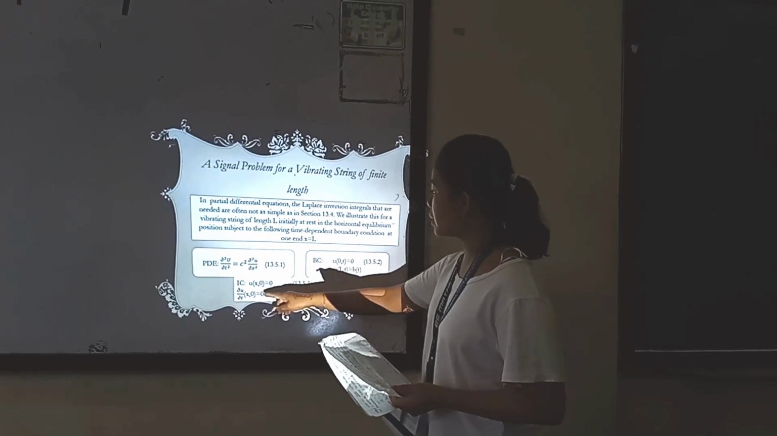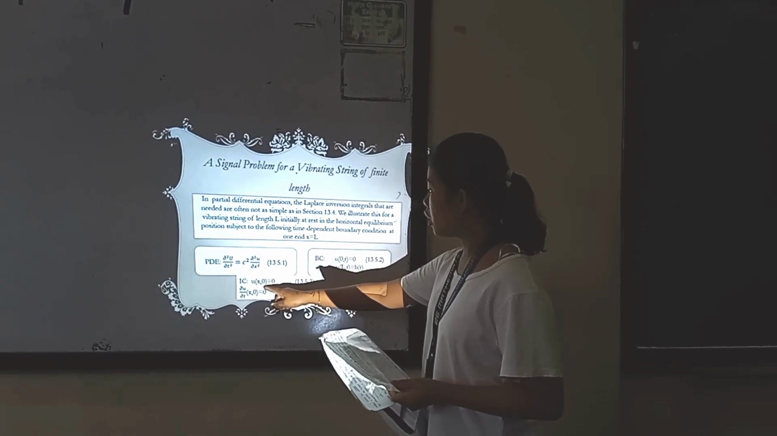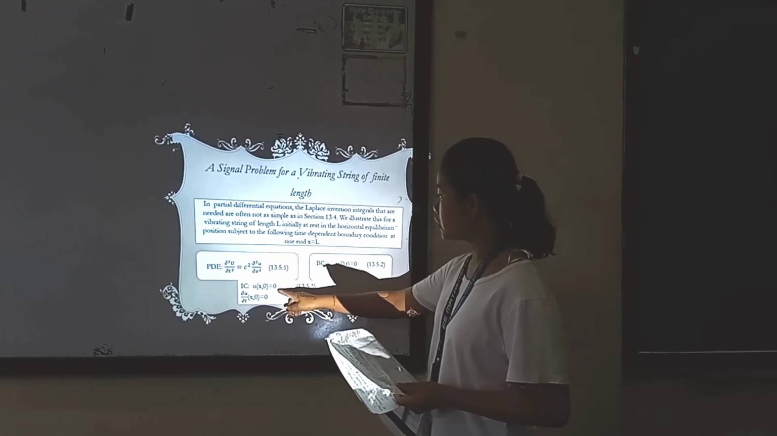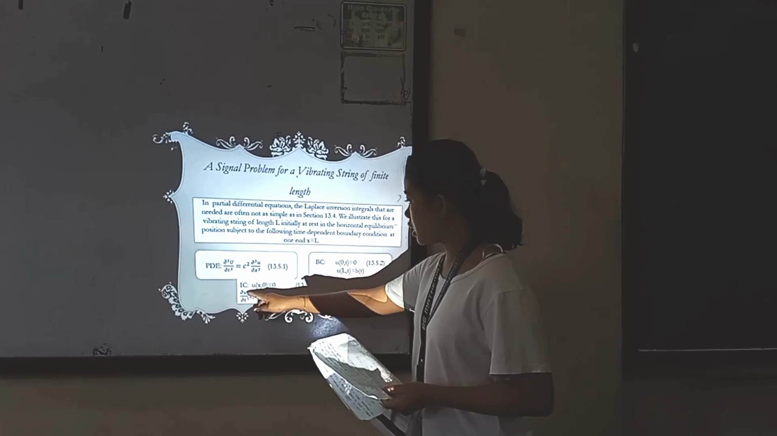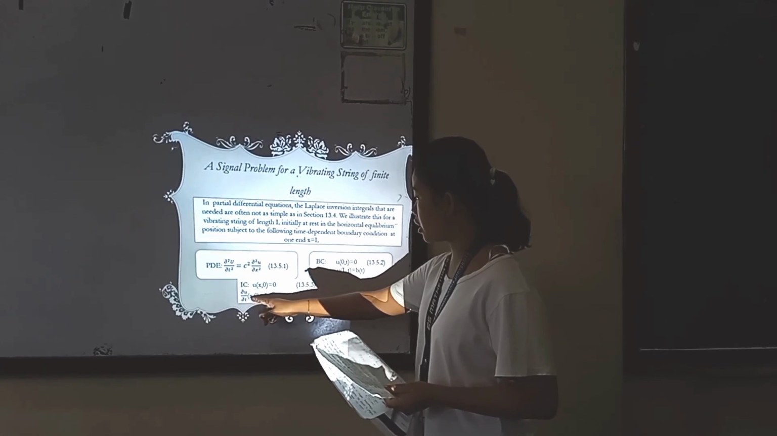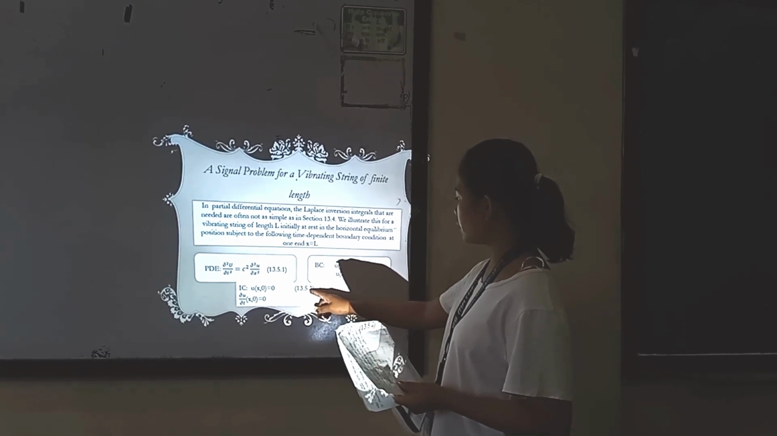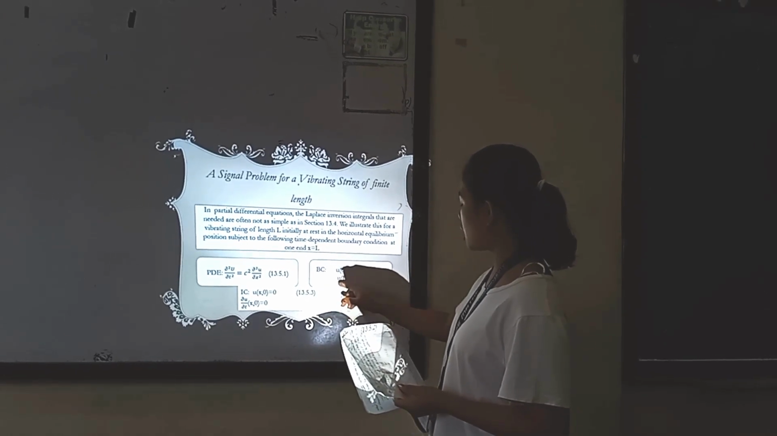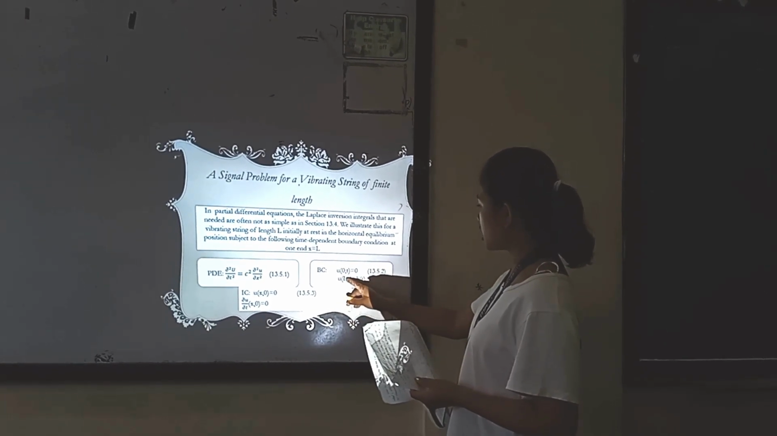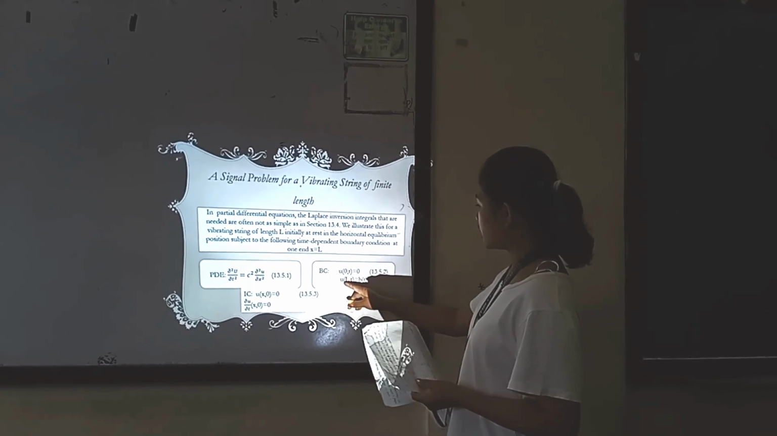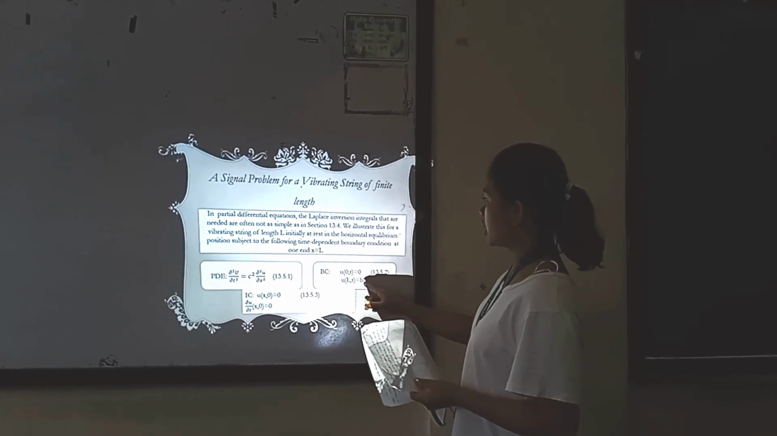13.5.1. So we have the initial condition u of x, 0 equals 0, and the derivative of u with respect to t of x, 0 equals 0, that is 13.5.3. So we have the boundary conditions u of 0, t equals 0 and u of L, t equals f of t.